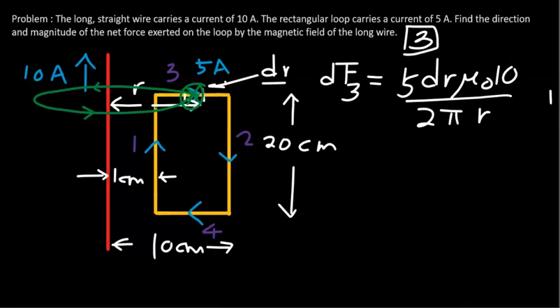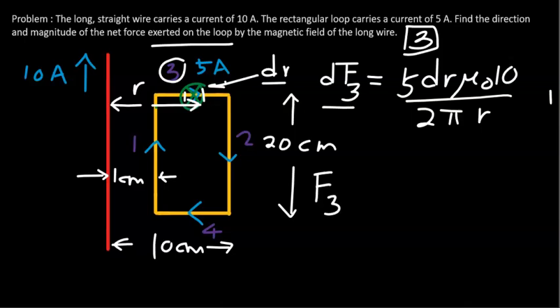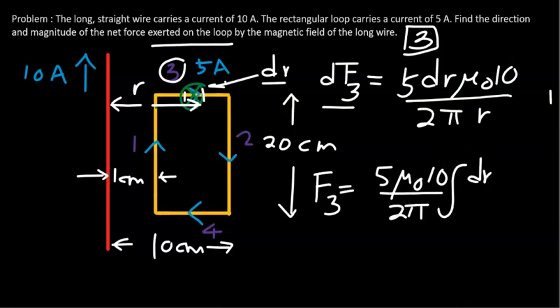Note, I have simply used the fact that the magnetic force on a current sitting in an external magnetic field is given by that expression. So to determine the total force on this length 3 that covers the entire length, we need to integrate this expression. So integrating that, you get the total force on side 3, and the right hand side, taking out all the constants, 5 mu naught 10 over 2 pi, and integrate 1 over r with respect to r.